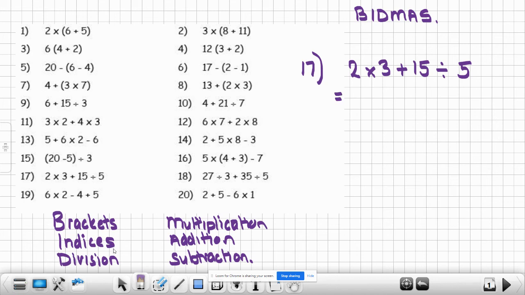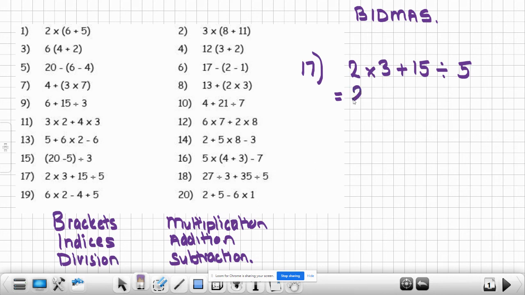No brackets, no indices, so we've got a division and we've got a multiplication. And although division comes before multiplication, they're the same. One's the opposite of the other, so we can do those in either way. But let's stick to our BIDMAS so we don't get confused. So we're going to deal with the division first.